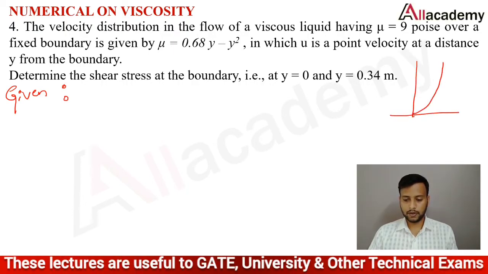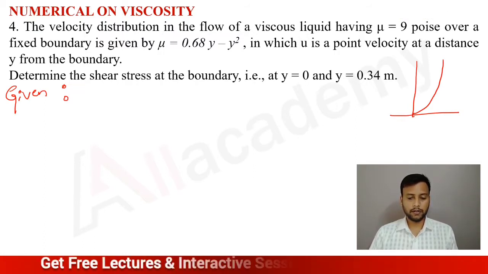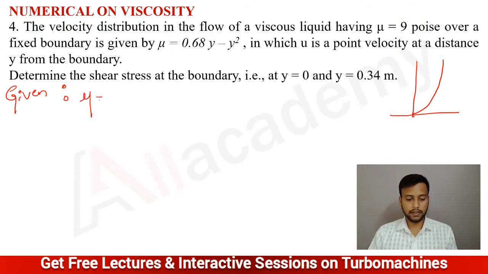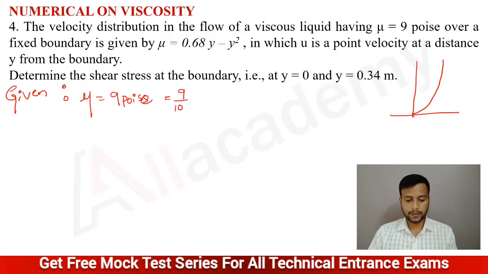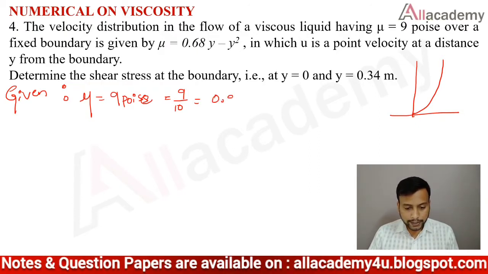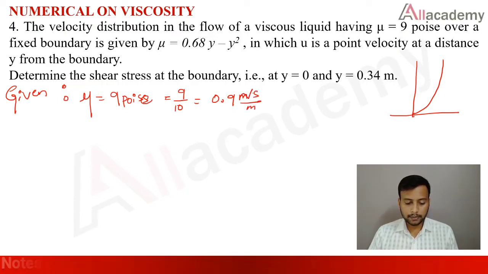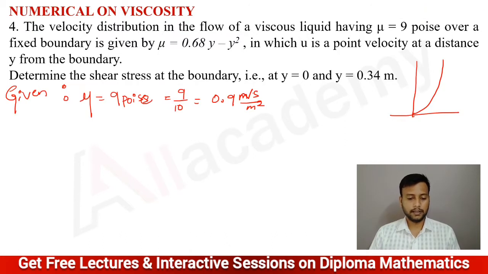Now in this numerical statement, this is a velocity distribution of a viscous fluid whose dynamic viscosity is given, that is mu is 9 poise. As we already discussed, when it is given in poise we need to divide it by 10. So it is 9 by 10, that will be equal to 0.9 Newton second per meter square. This is the first thing.